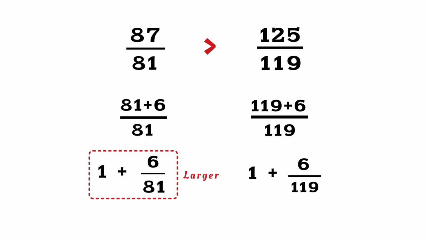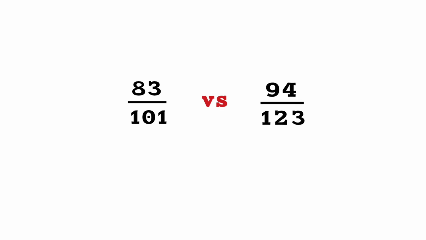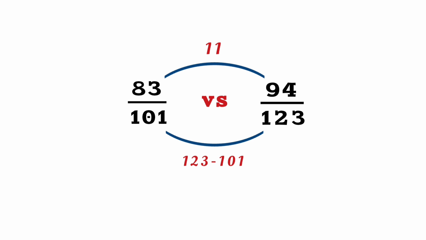These were the cases where you can find some pattern, but sometimes fractions can be totally random numbers, like here. To solve this, notice the difference in both the numerators, 94 minus 83, 11, and the difference in both the denominators, 123 minus 101, 22. In the next step, calculate 11 is what percent of 83 and 22 is what percent of 101. You don't have to calculate the exact value, just go by a rough estimate.